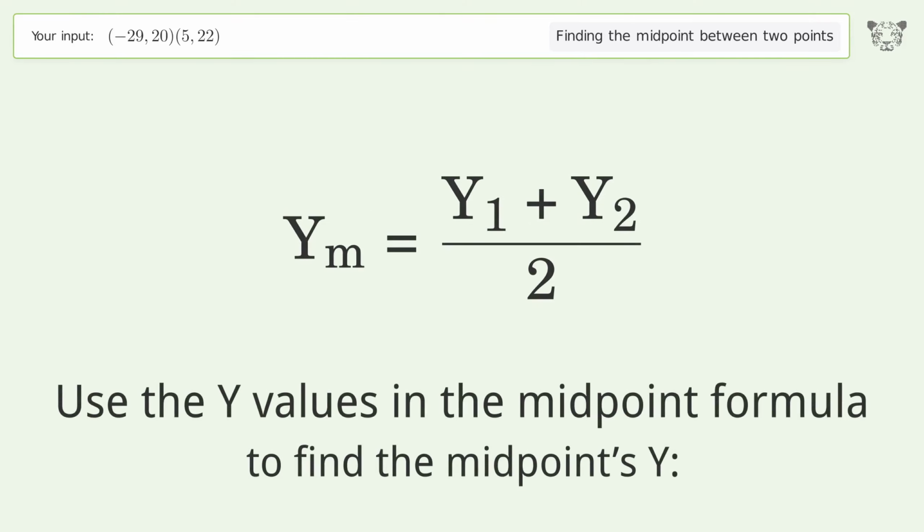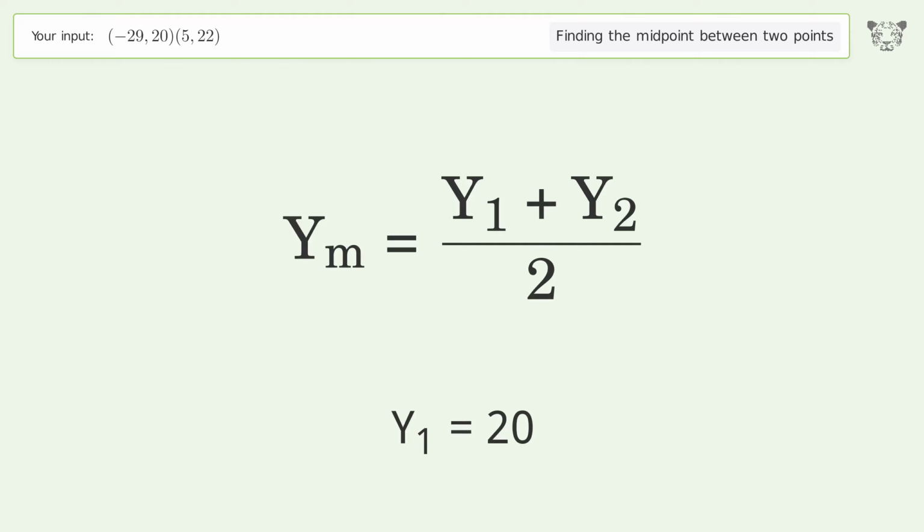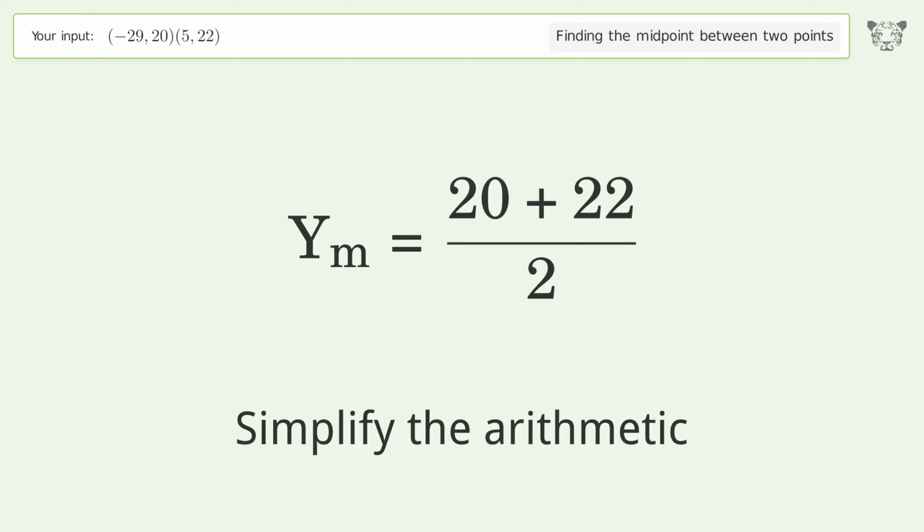Use the y values in the midpoint formula to find the midpoints y. y1 equals 20. y2 equals 22. Simplify the arithmetic.